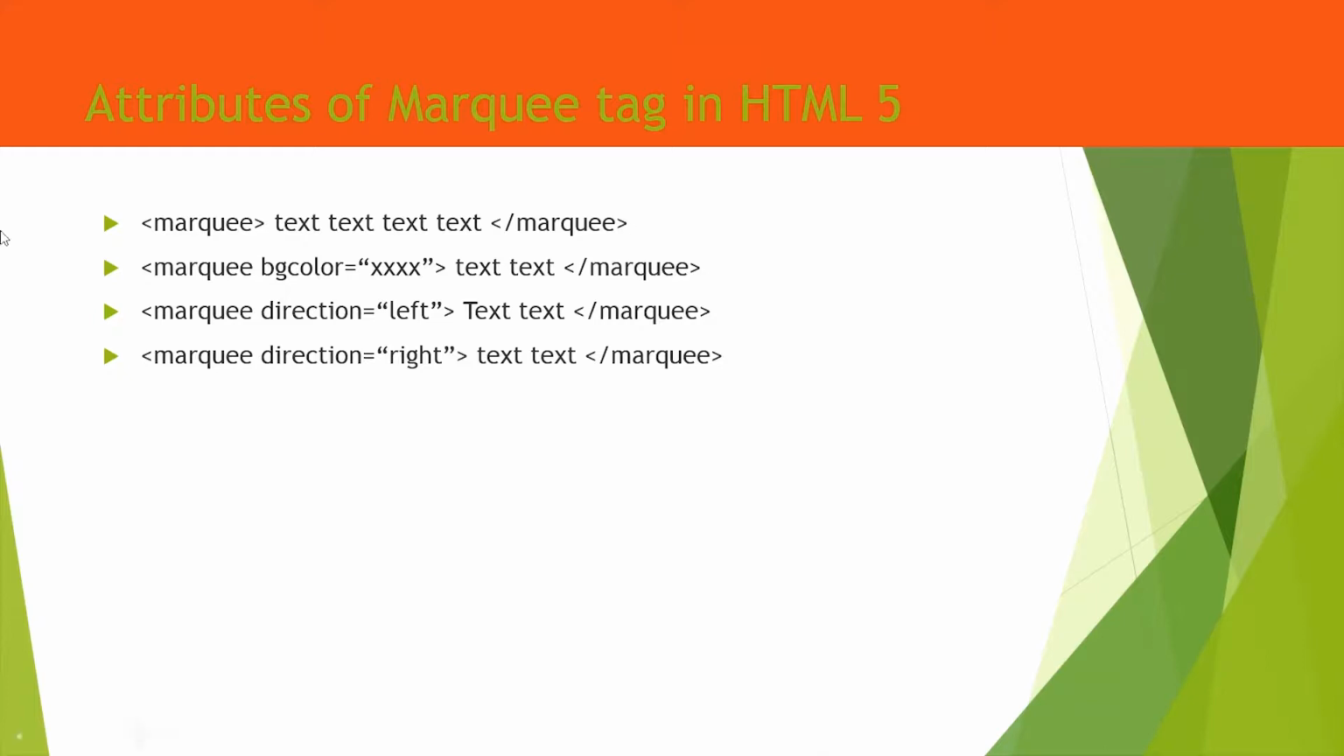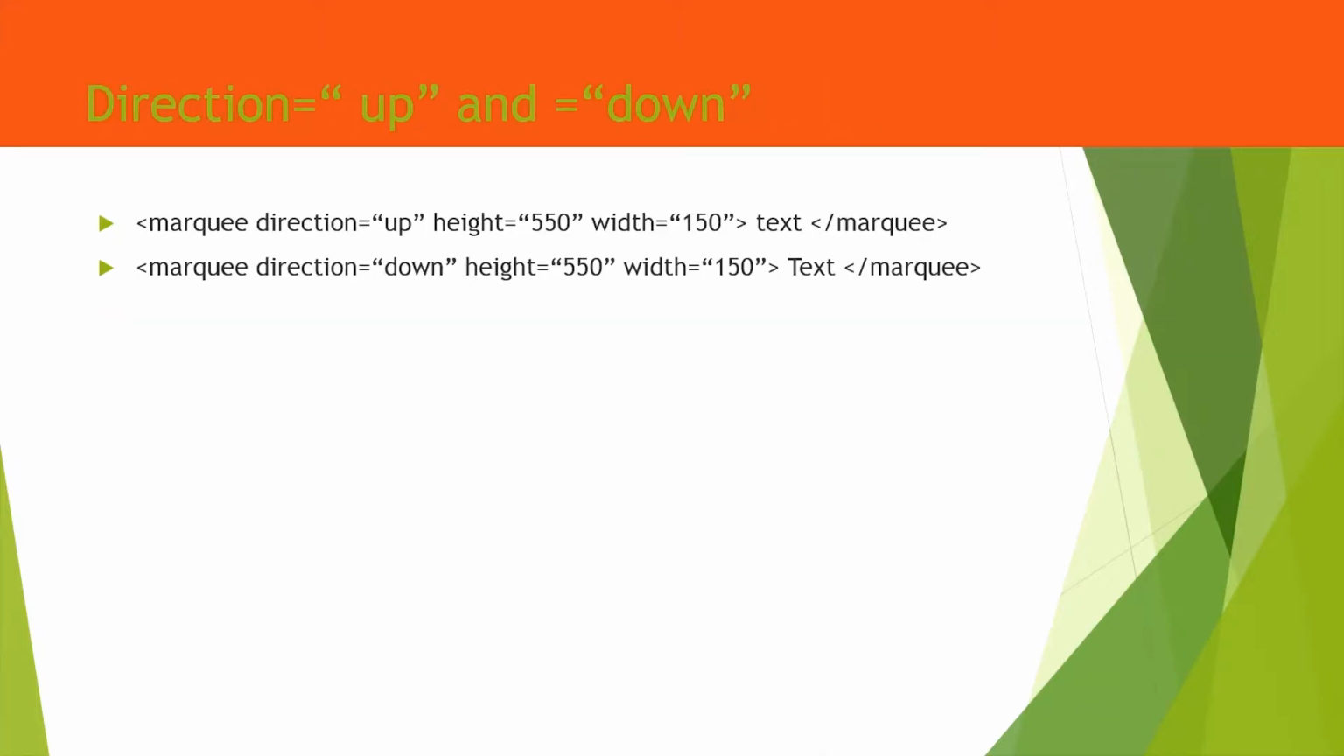Like we can choose left, Marquee direction left. After that we can type our text and close the Marquee tag. The same way we can choose right in order to start the movement of the Marquee tag from the right side. The same way we have up and down. In this case we have to choose the height and the width of the Marquee tag in order to see the movement of the Marquee tag up and down.